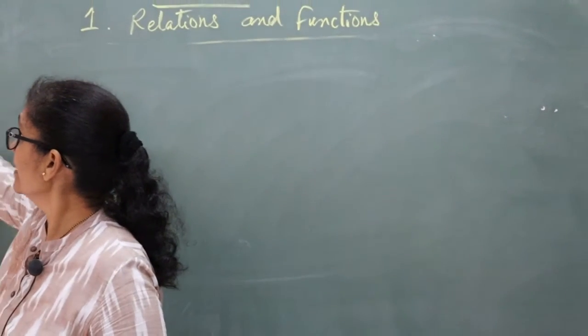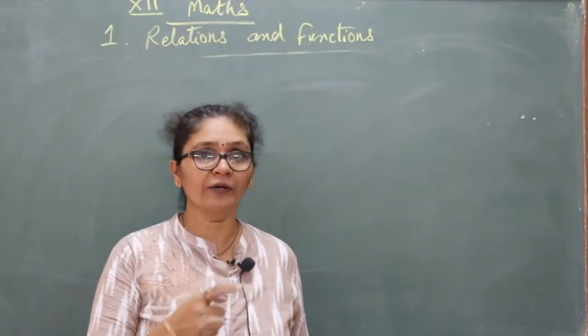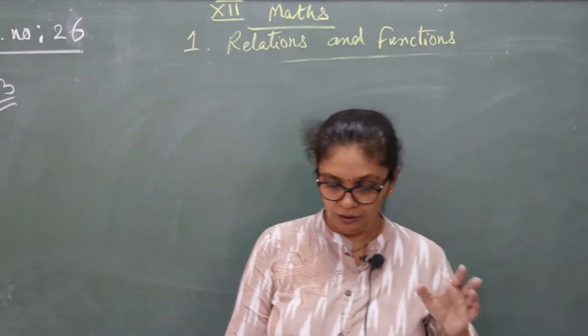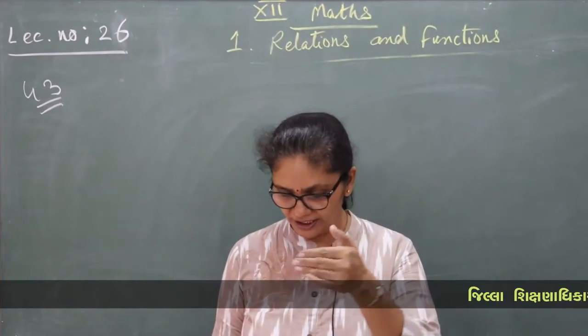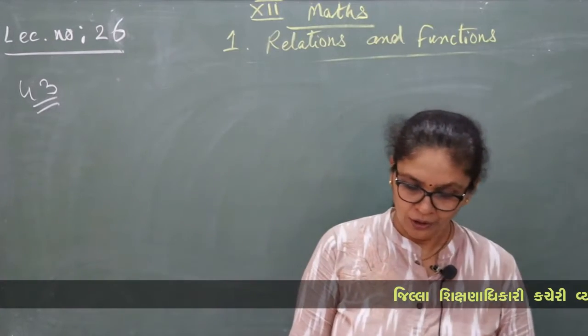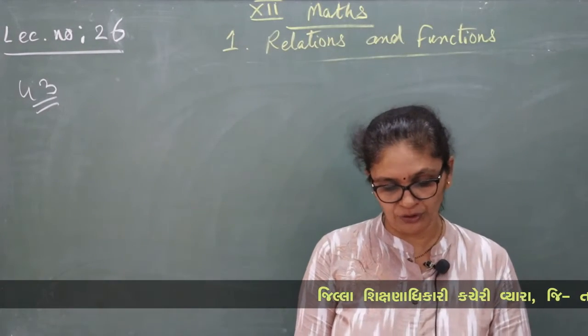Now all these examples are based on our previous classes. So we have already discussed what is reflexive, symmetric, transitive, and based on it two more questions are there. So let's check the first, question 43.